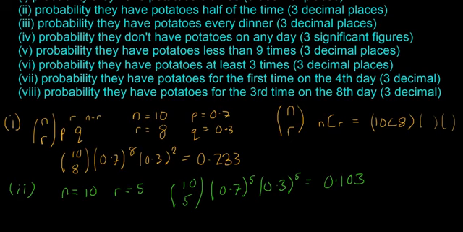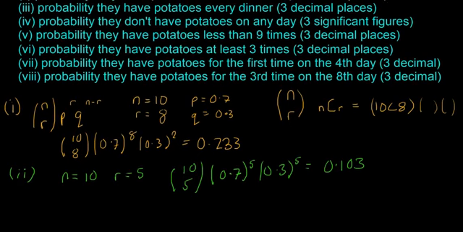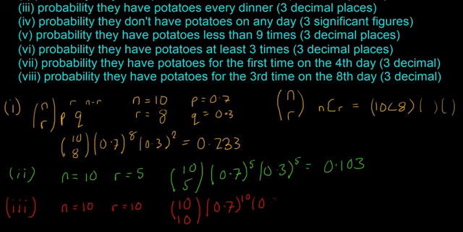The next part then they're asking is the probability they have potatoes every dinner. So again, I think I can squeeze this in the bottom. So in this case, n is equal to 10 still. In this case, r is also equal to 10. So it's a success every single time. They have potatoes every single dinner. So it's 10 choose 10, 0.7 to the power of 10. And in this case, it's 0.3 to the power of 0.